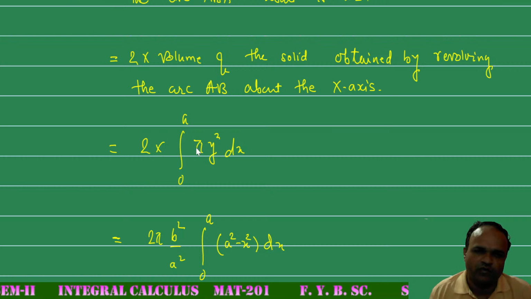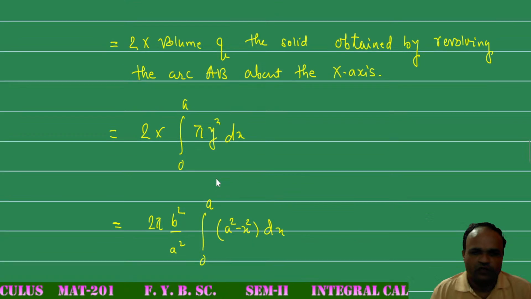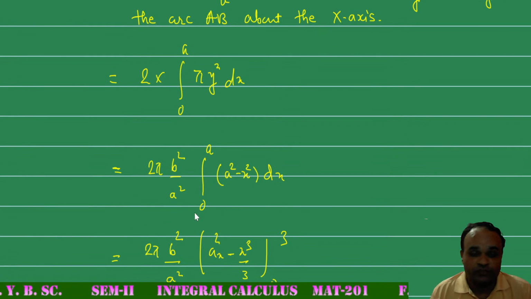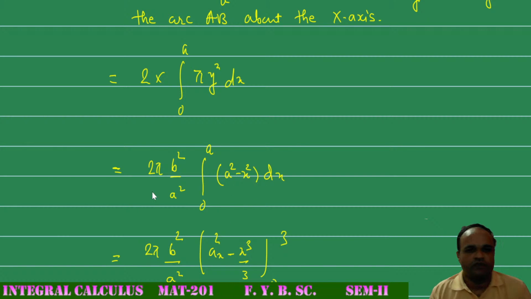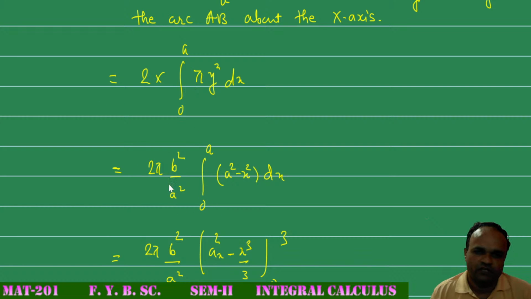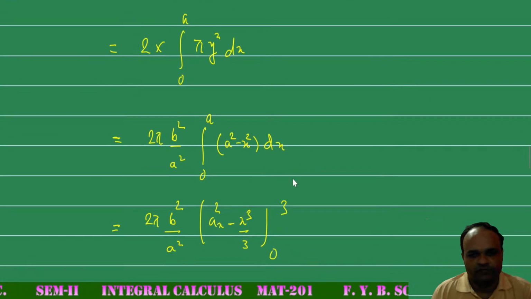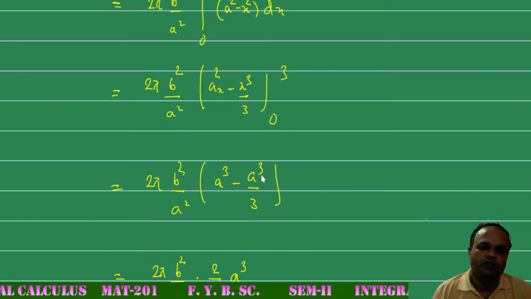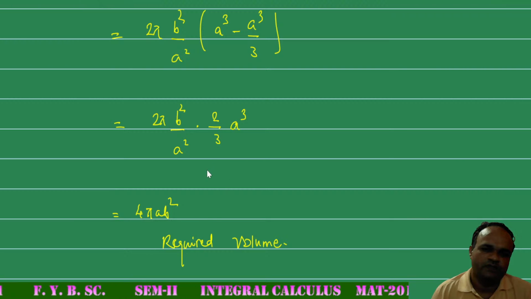So it is given by 2 times integration from 0 to a of pi y square dx. Already we have y square, that is b square upon a square times a square minus x square. Let us put these values, and 2 pi will be outside, b square upon a square is again outside the integration, integration from 0 to a of a square minus x square. So you can find the value of this integration, and after putting the upper and lower limits you get the required volume, that is 4 pi a b square upon 3.